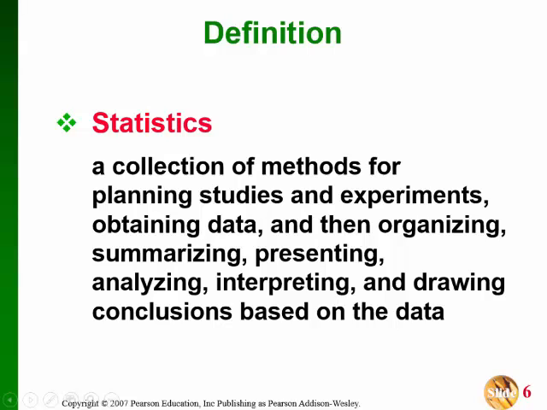The next definition is a little tricky. Statistics has 2 definitions that we'll see in this chapter. The first definition describes statistics as a subject. Statistics as a subject is a collection of methods for planning studies and experiments. That's kind of like the first step of statistics. Next is to obtain data, collect data, and then organizing, summarizing, presenting, analyzing, interpreting, and then drawing conclusions.